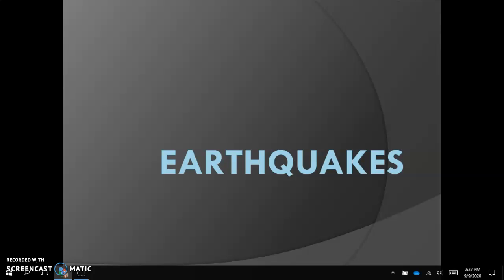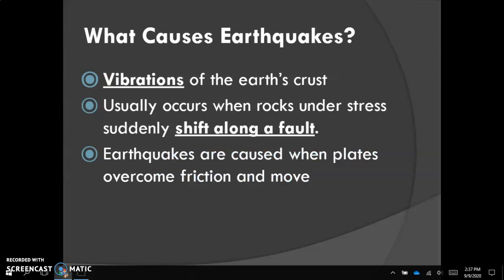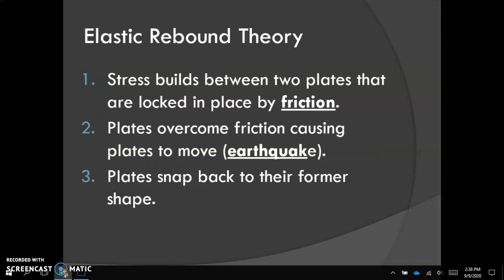As always, you should have downloaded your interactive notebook pages for today, and we can just jump right into it. So what is the actual cause of earthquakes? Well, earthquakes are just vibrations of the Earth's crust. When we think about the lithosphere, it's the shaking that happens in the crust. This usually occurs when rocks under stress suddenly shift along a fault. So we're talking about transform boundaries, where fault lines are made and the rocks are shifting, causing this vibration. Earthquakes are caused when plates overcome friction and move.